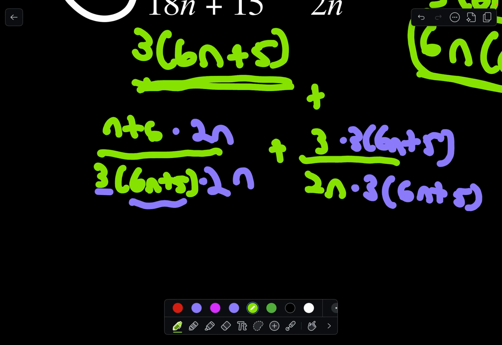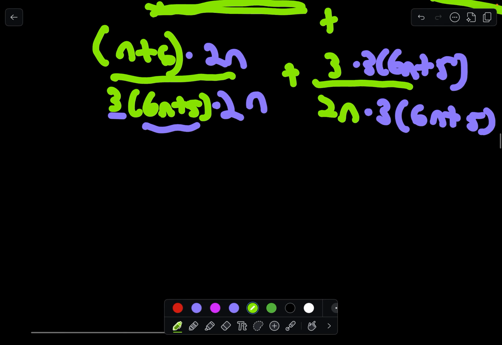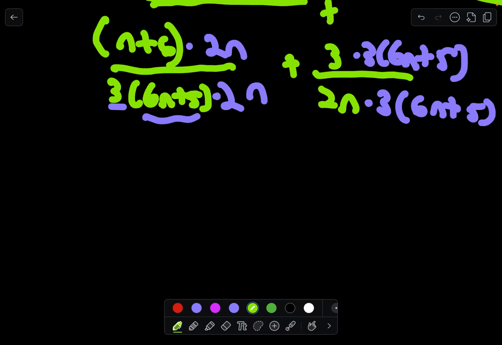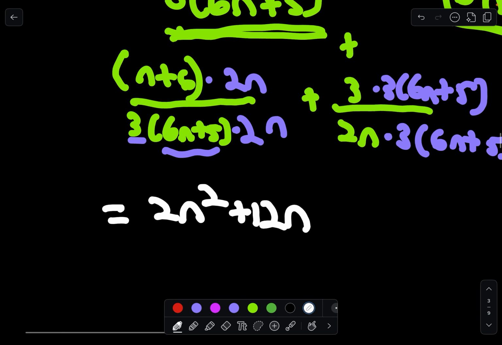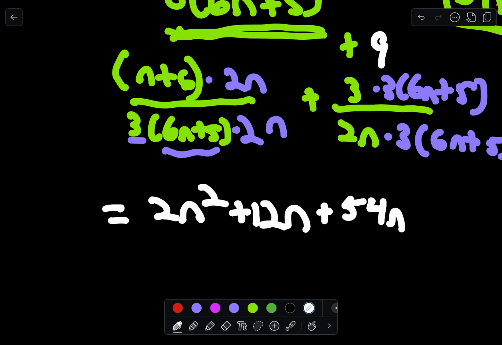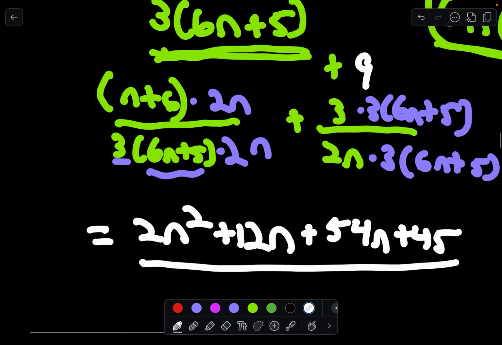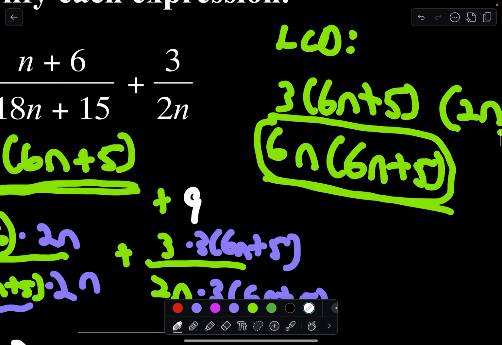Remembering that you are multiplying all of these things, right? The whole n plus 6 by 2n. You can start distributing and simplifying. So this equals 2n squared plus 12n. Now 3 times 3 is 9. So this is 9 times 6n plus 5. So 9 times 6n is 54n, and 9 times 5 is 45. All right, on top and on bottom, we just have the LCD of 2n times 3 times 6n plus 5.